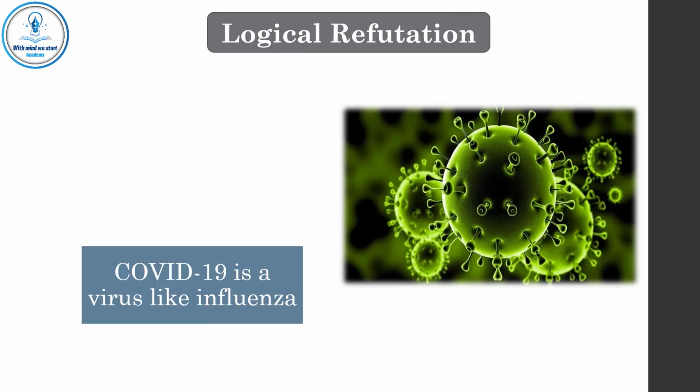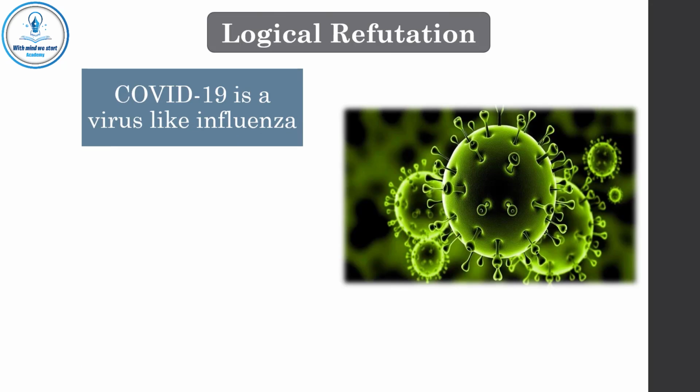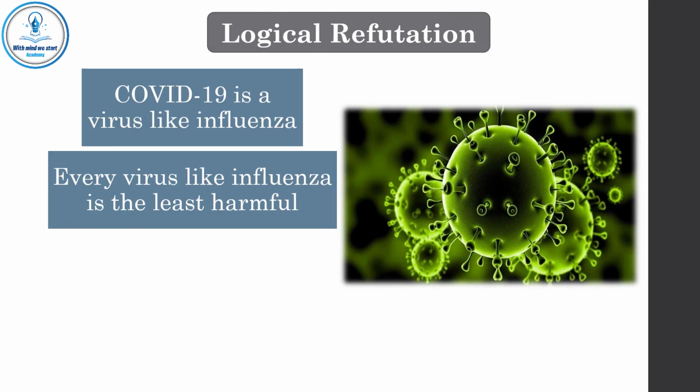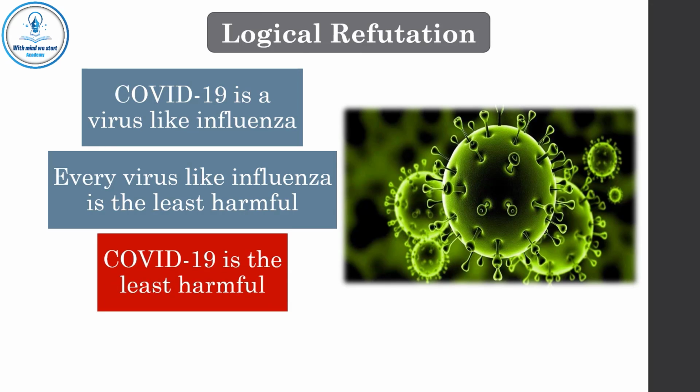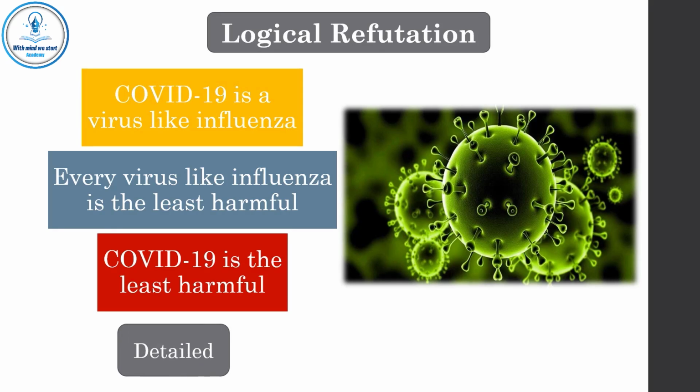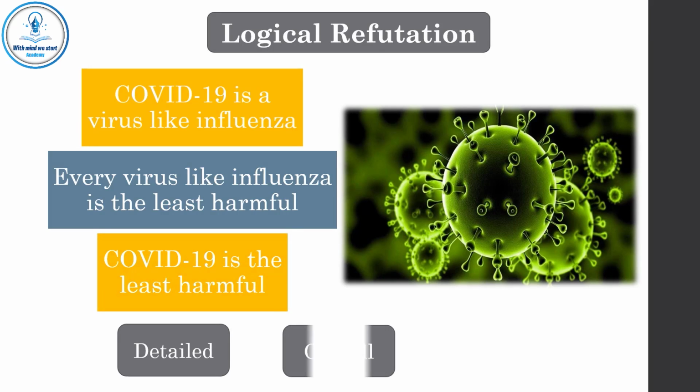Another example. COVID-19 is a virus like influenza. Every virus like influenza is the least harmful. COVID-19 is the least harmful. You may attack the premises. This is called detailed refutation. Someone may attack the conclusion. This is called an overall refutation.